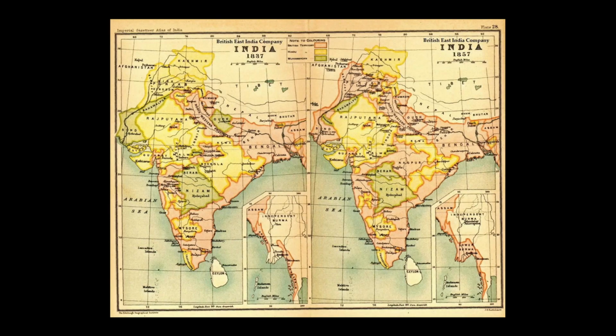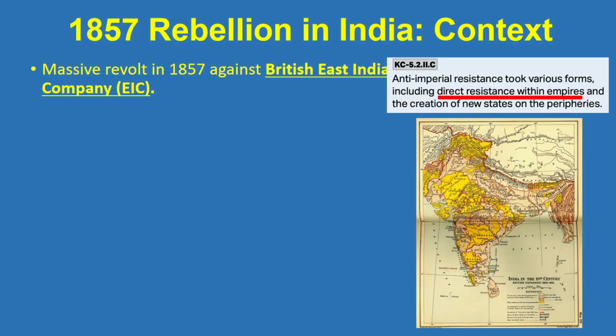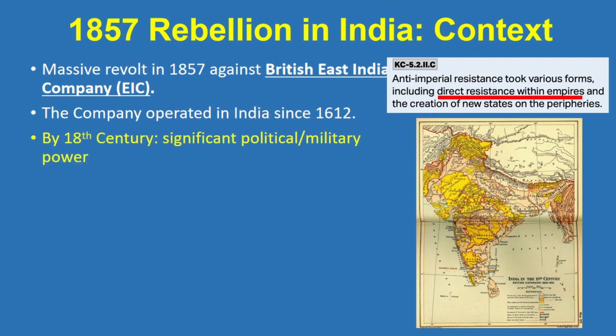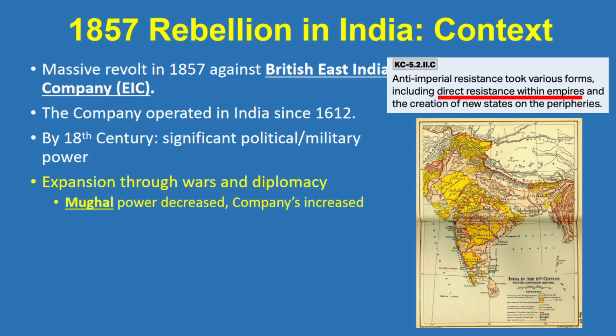Let's start with India, which now includes present-day nations of India, Pakistan, and Bangladesh in South Asia, where a massive revolt occurred in 1857 against the British East India Company. The company had operated in India since 1612, but it was in the 18th century that it became a serious political and military power in the region. Through a complicated combination of wars and diplomacy, it steadily expanded to the point where it was the preeminent force in the region. To oversimplify, as the Mughal Empire decreased in power, the company increased.